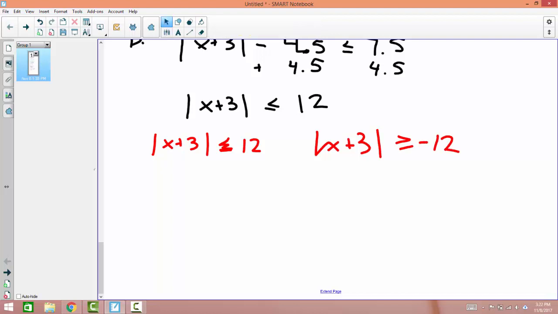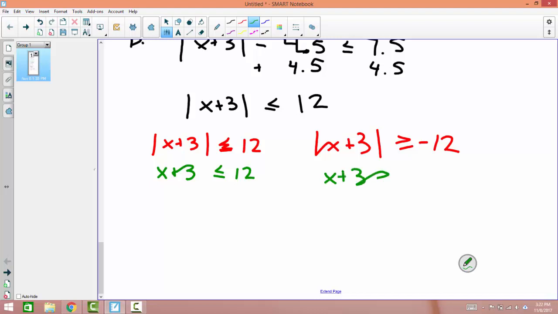Now you can get rid of the absolute values and solve. So x plus 3 is less than or equal to 12, and x plus 3 is greater than or equal to -12. So subtract 3. If you can read this, x is less than or equal to 9. And then over here you're going to subtract 3. x is greater than or equal to -15.